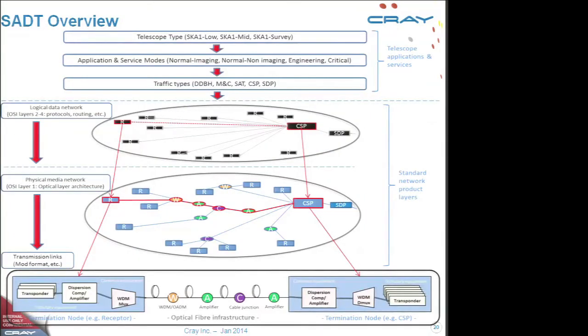There's a diagram of the network from a conceptual point of view on the top, and then from a technology point of view at the bottom. At this stage, I won't say more about it, but if you are interested, I'll talk a little bit more about it offline.